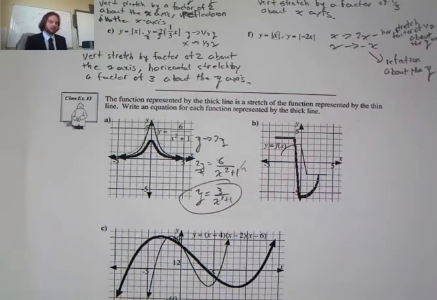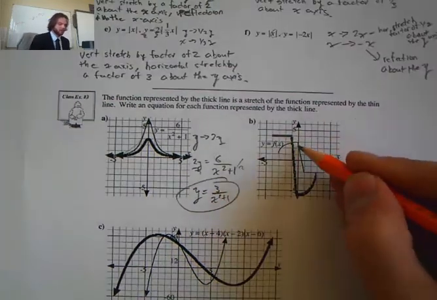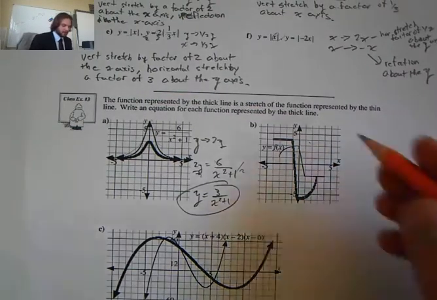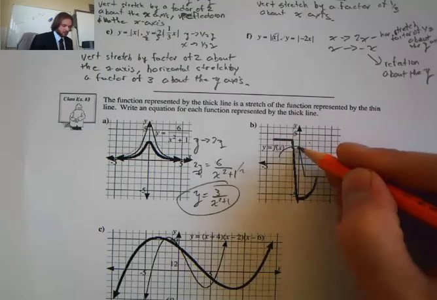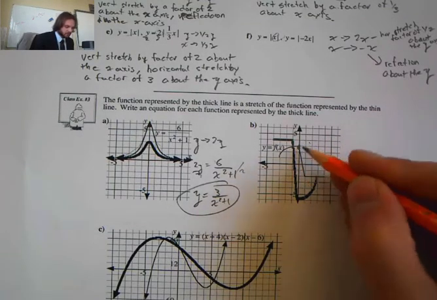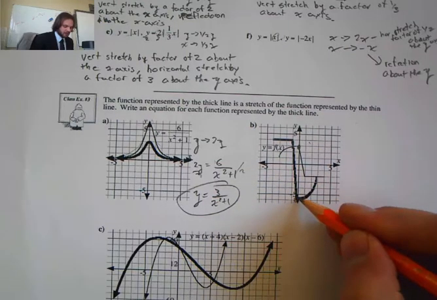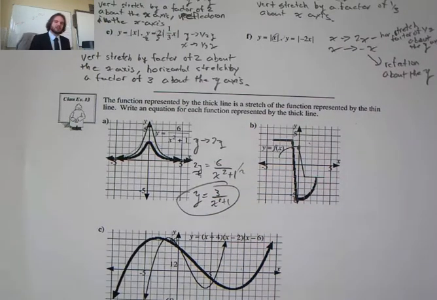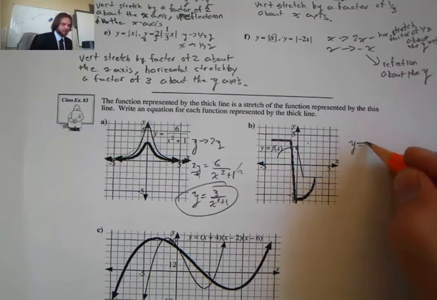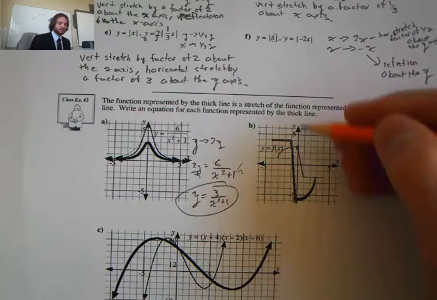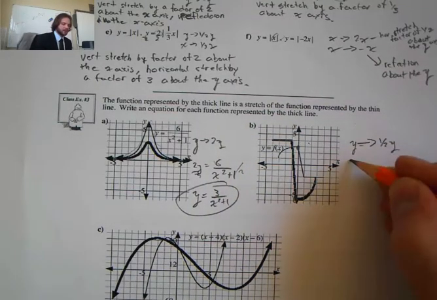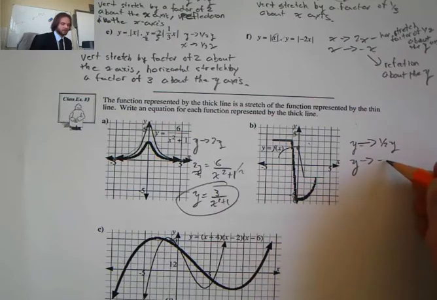There we go. Now let's take a look at this one here. I have this going to this one, right? So my first thing I look at is, this here is 0, 3, and here it is 0, -6. So my y got replaced with, it's doubled in distance from the origin, so that's 1 over 2y, and it got flipped, y got replaced with negative y.